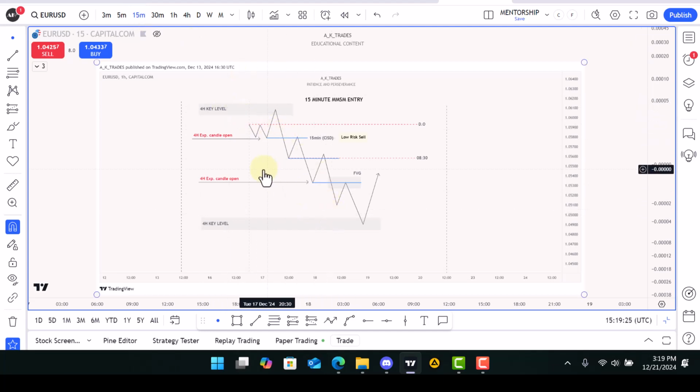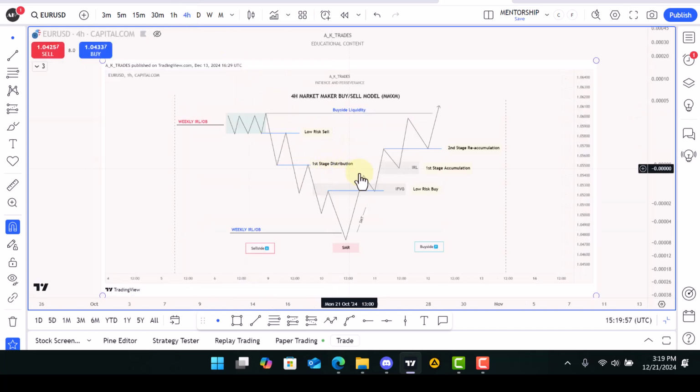So here you can see this is a 4-hour key level that price is reversing from on the 15-minute chart. And this is a sell model. But when you reverse everything here, you get a buy model. So if you're able to understand the one side of the curve, the other side of the curve also becomes easy to comprehend.